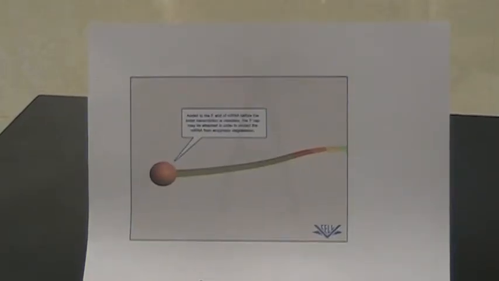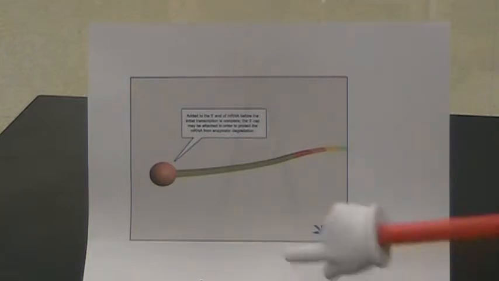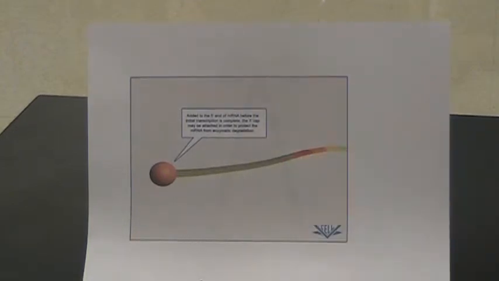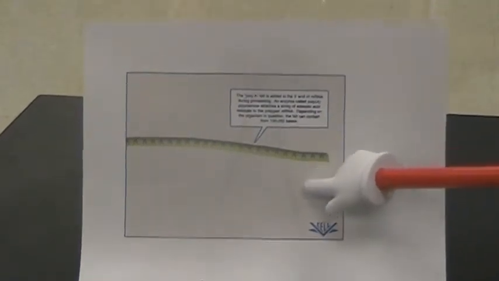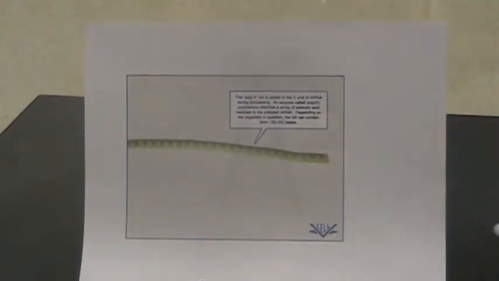Eukaryote transcription occurs in the nucleus. It is similar to prokaryotic transcription but with a few modifications, like the addition of extra nucleotides to the ends of the RNA transcript, such as a small cap made of guanine, and a long tail which is made of a chain of 50 to 250 adenines.